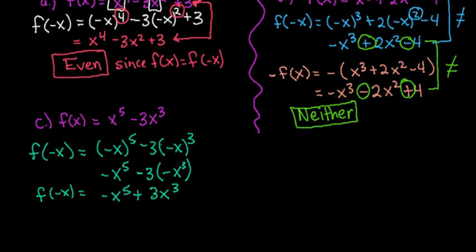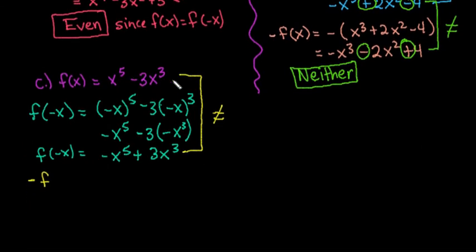Okay, so we can see that f of negative x is equal to negative x to the 5th power plus 3x. And so then the last thing that we want to check is what happens. So we can see that these are not equal to each other. I forgot to mention that. So we can see that those two are not equal because the signs are opposite.